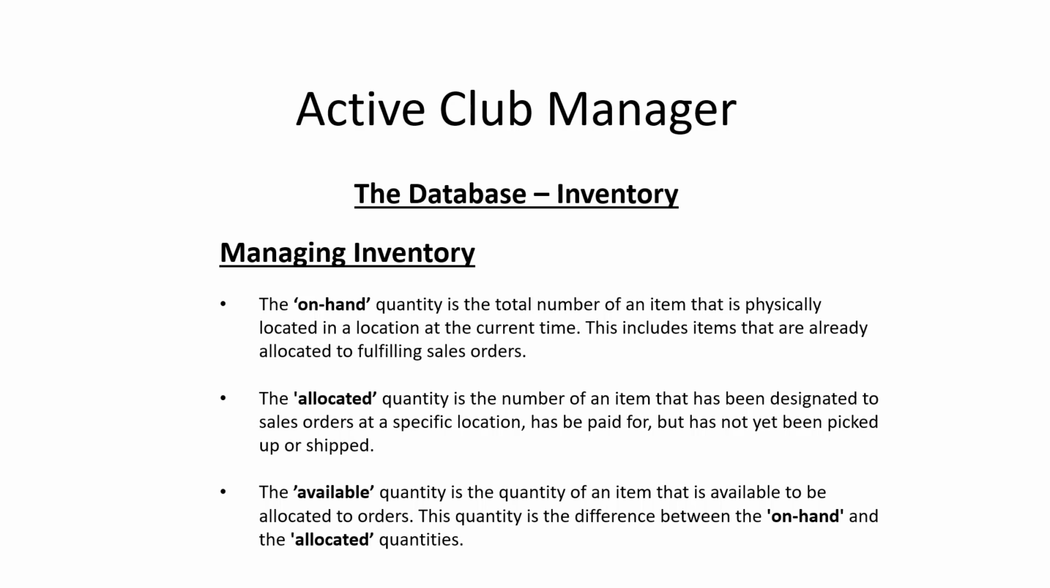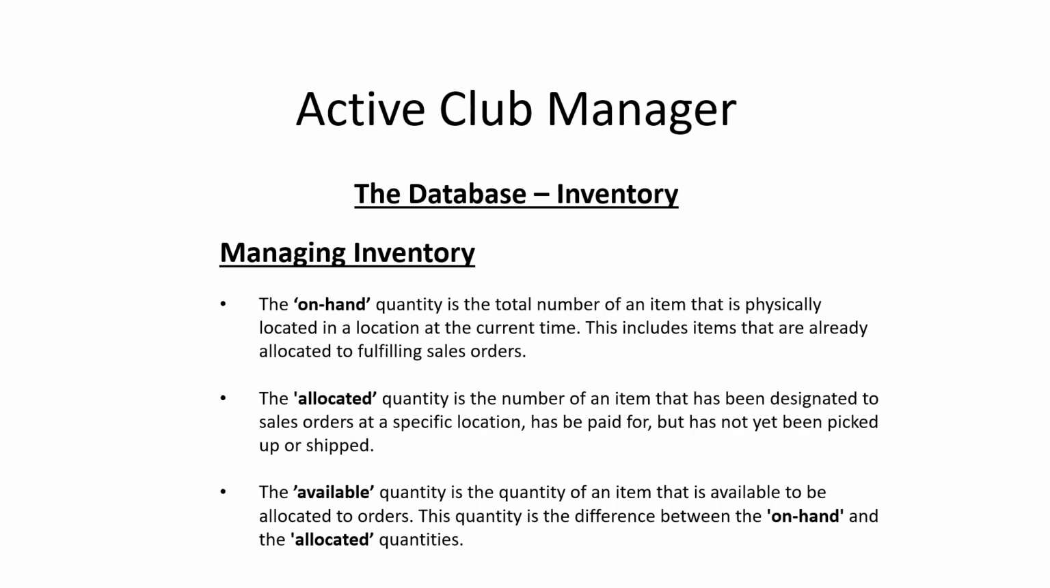So the on hand quantity is the total number of an item that is physically located in a location at the current time. This includes items that are already allocated to fulfilling sales orders. The allocated quantity is the number of an item that has been assigned to a sales order at a specific location, has been paid for, but has not yet been picked up or shipped.